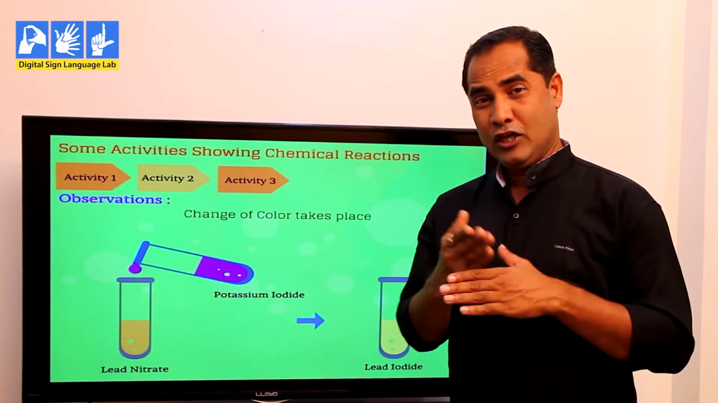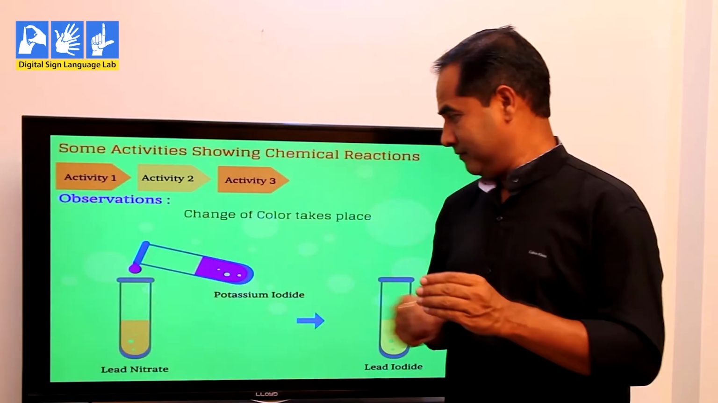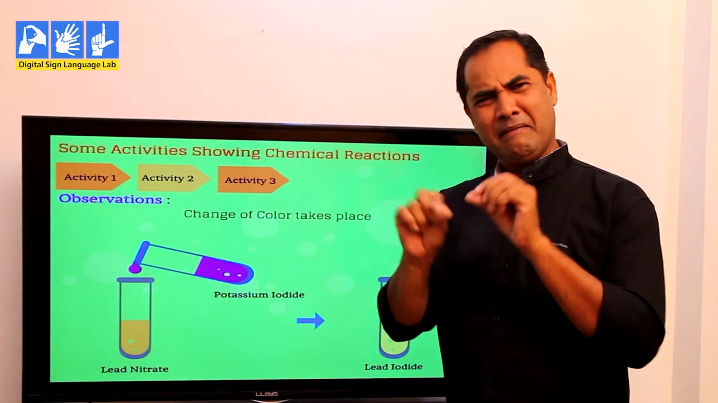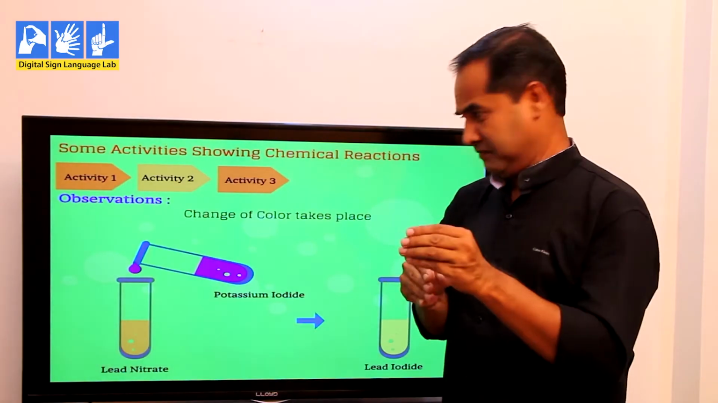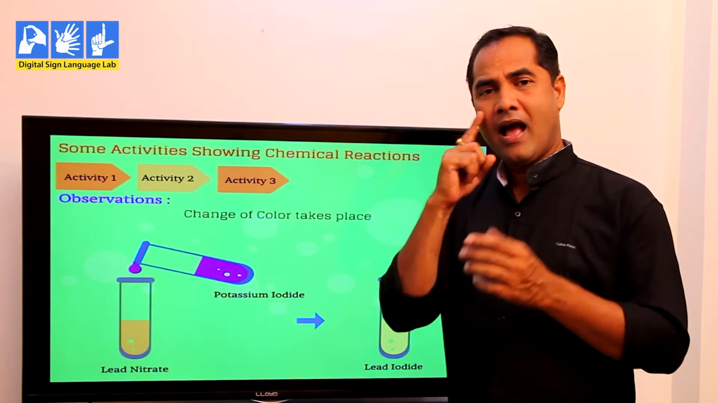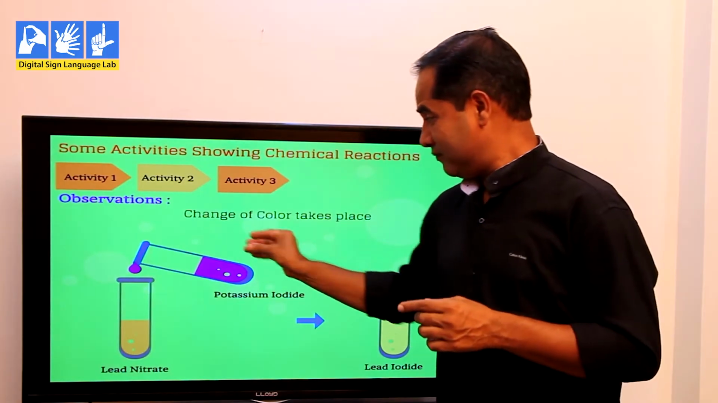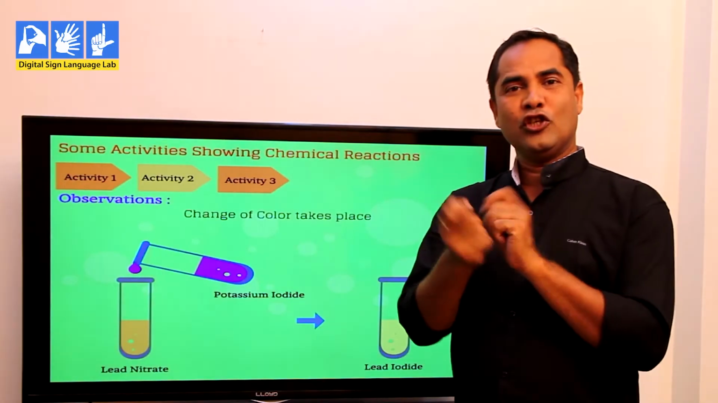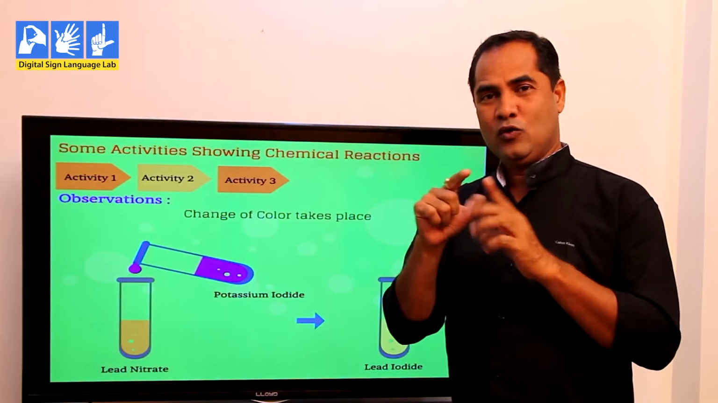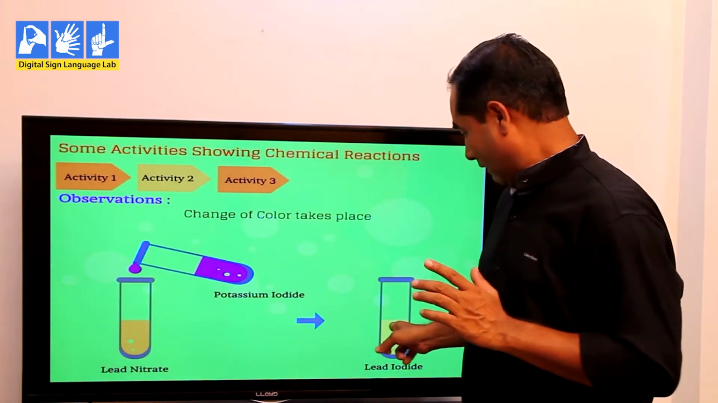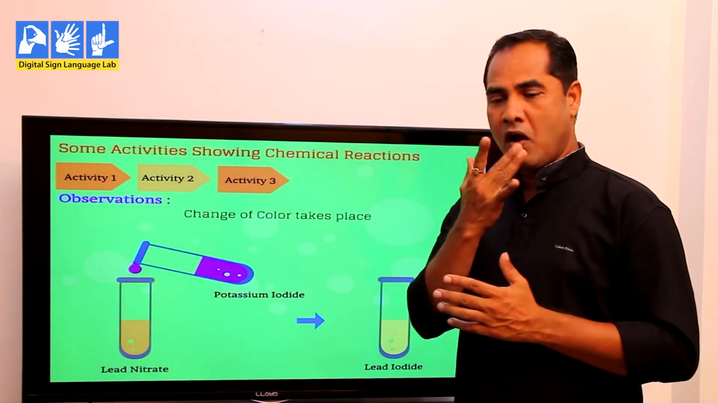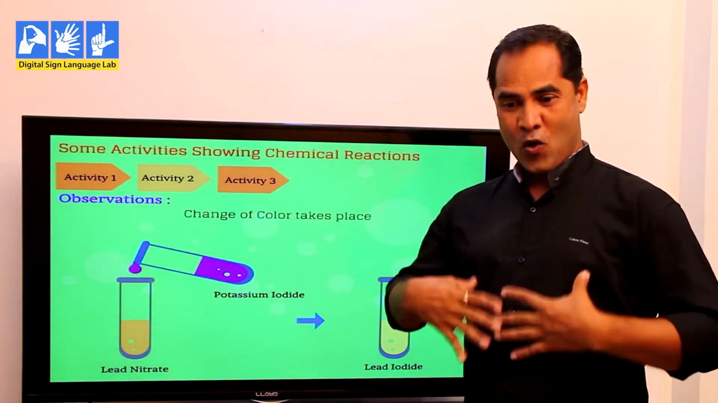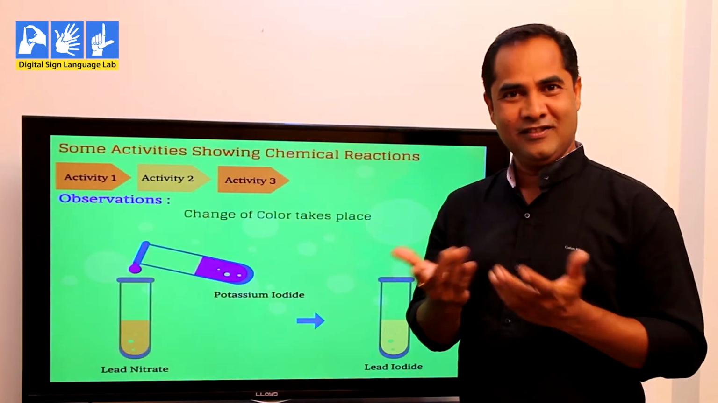Now see activity 2. That's lead nitrate. It's one kind of chemical. Another chemical, potassium iodide. When you add potassium iodide to lead nitrate, it changes into lead iodide. When you mix those two chemicals, the color change happens. And that's a chemical reaction.